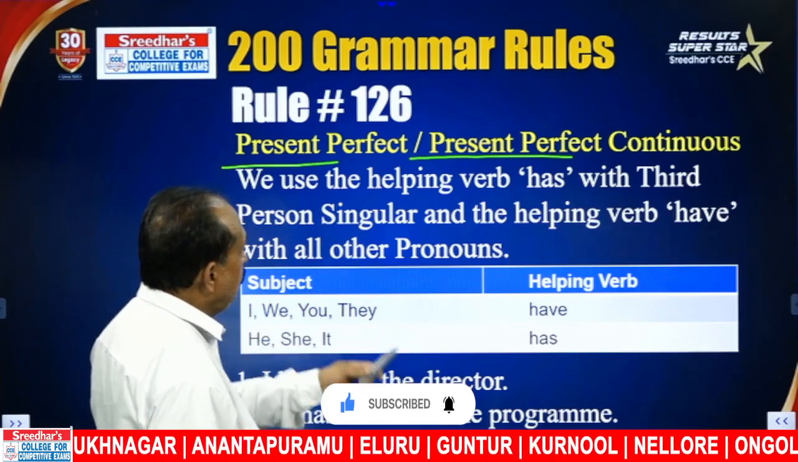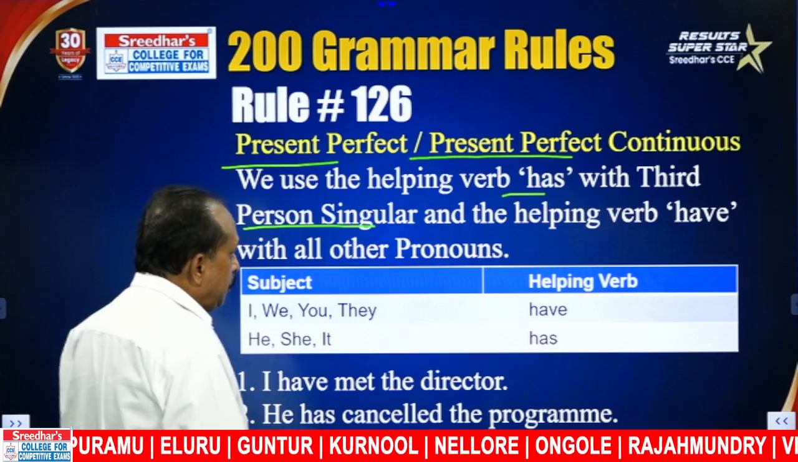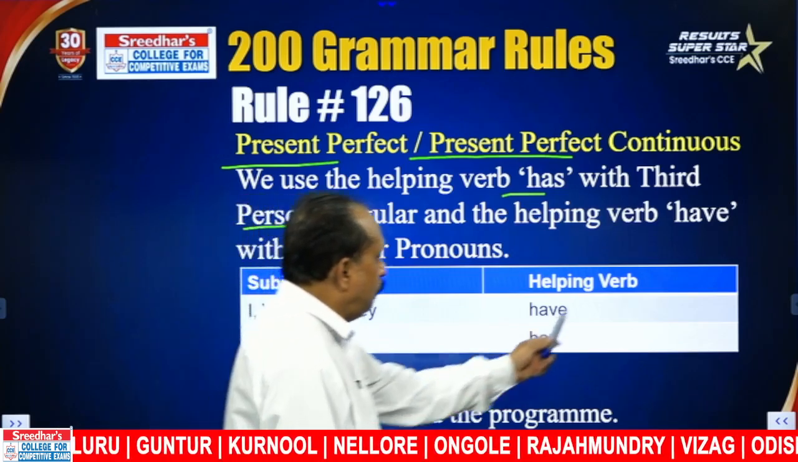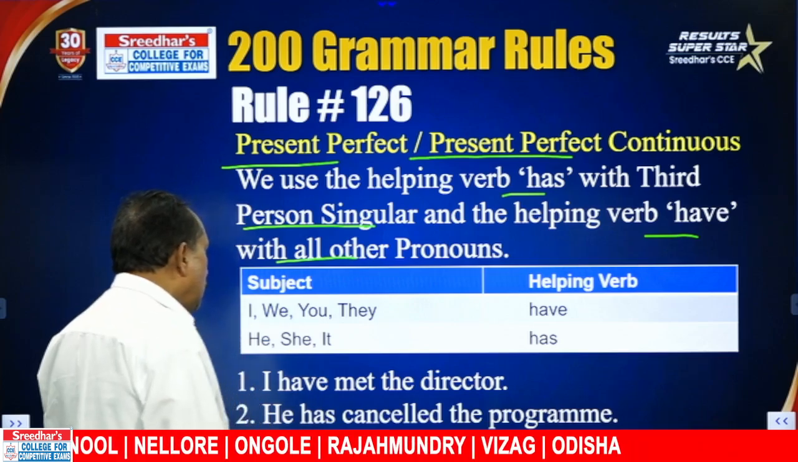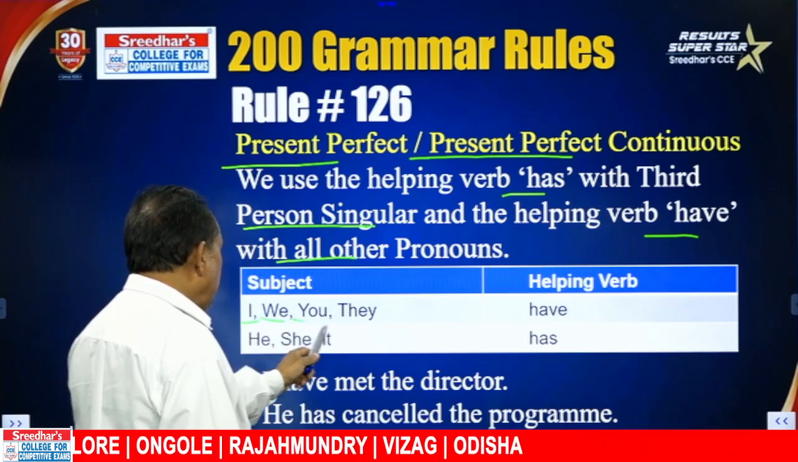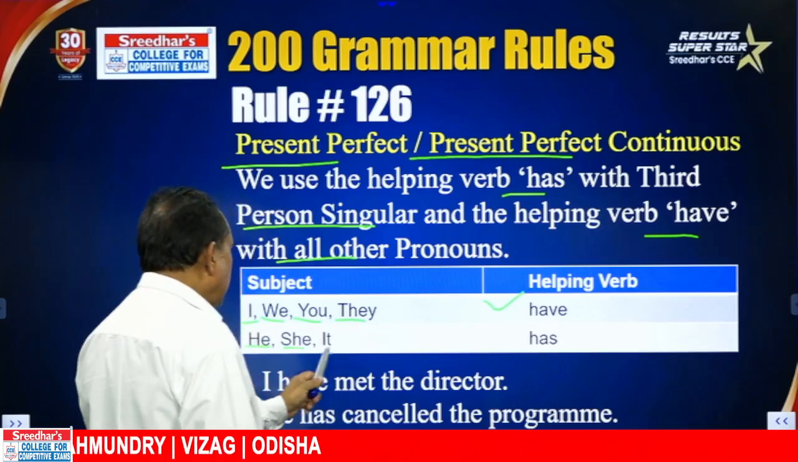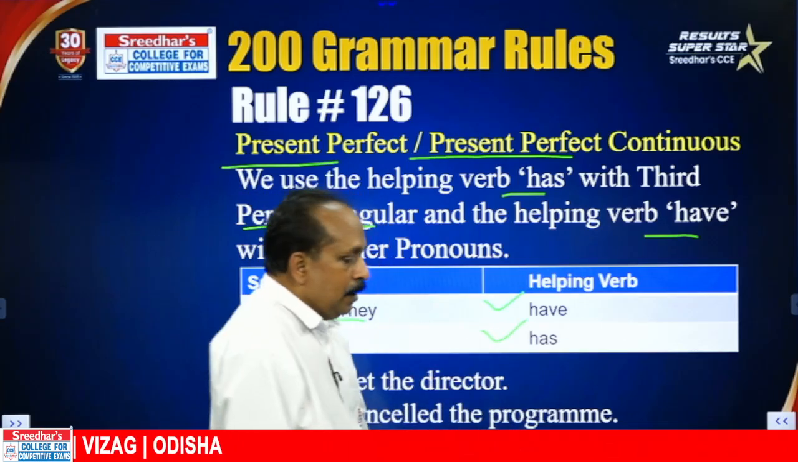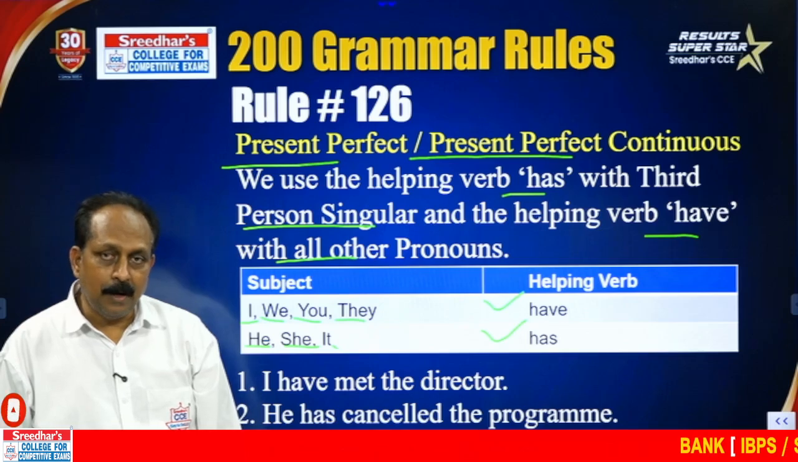We use a helping verb has with third person singular, that is he, she, it, and a helping verb have with all other pronouns. What are the other pronouns? I, we, you, they. We should use what? Have. He, she, it. We should use has. Same rule goes with present perfect and present perfect continuous.